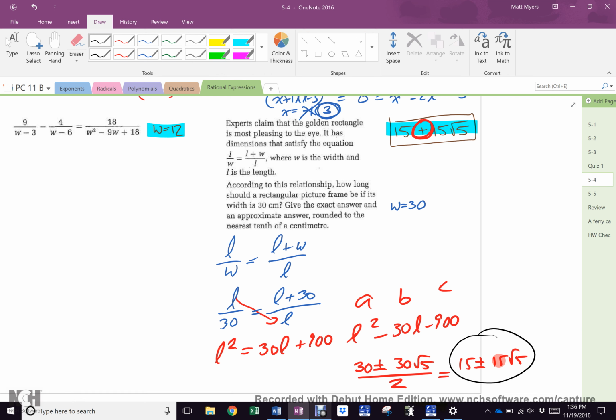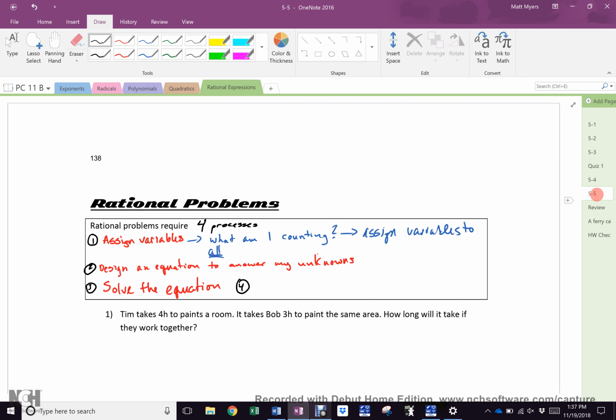Not quite. Why? Because this is the solution to the equation. Why didn't it answer my question? In real life, there can't be a negative width, right? So not only must I answer my question, I must do the fourth, which is apply the solution. Okay?